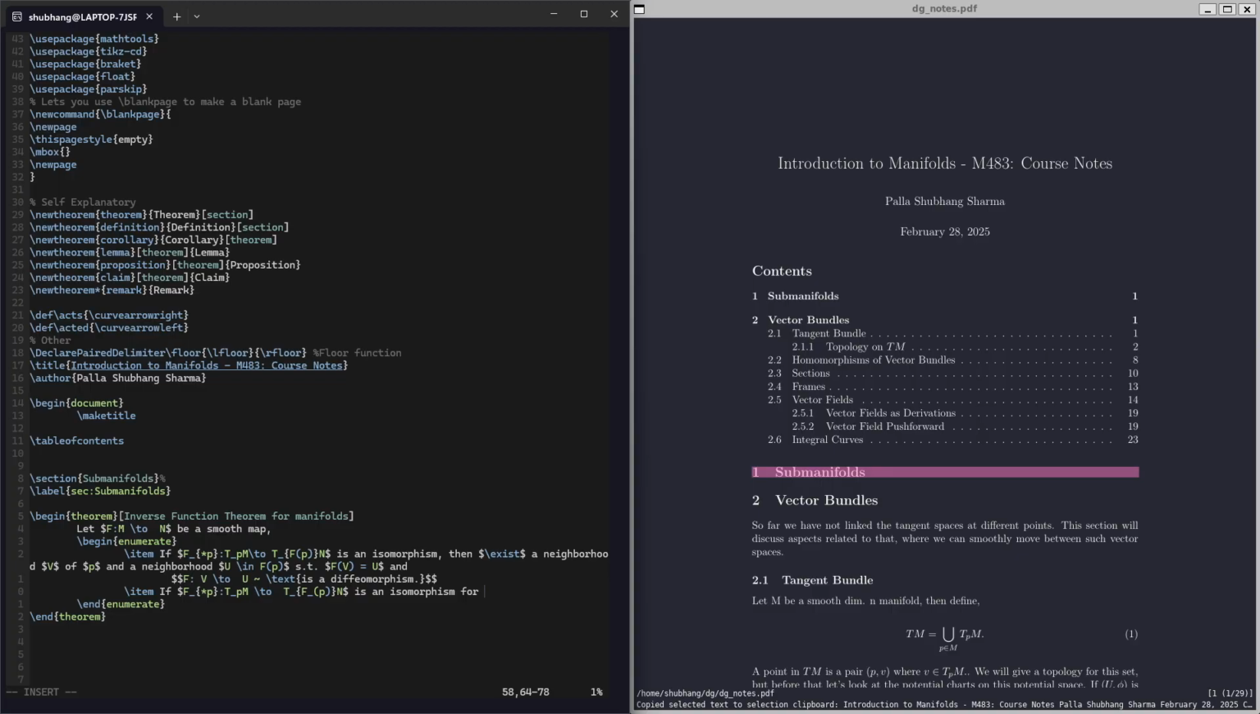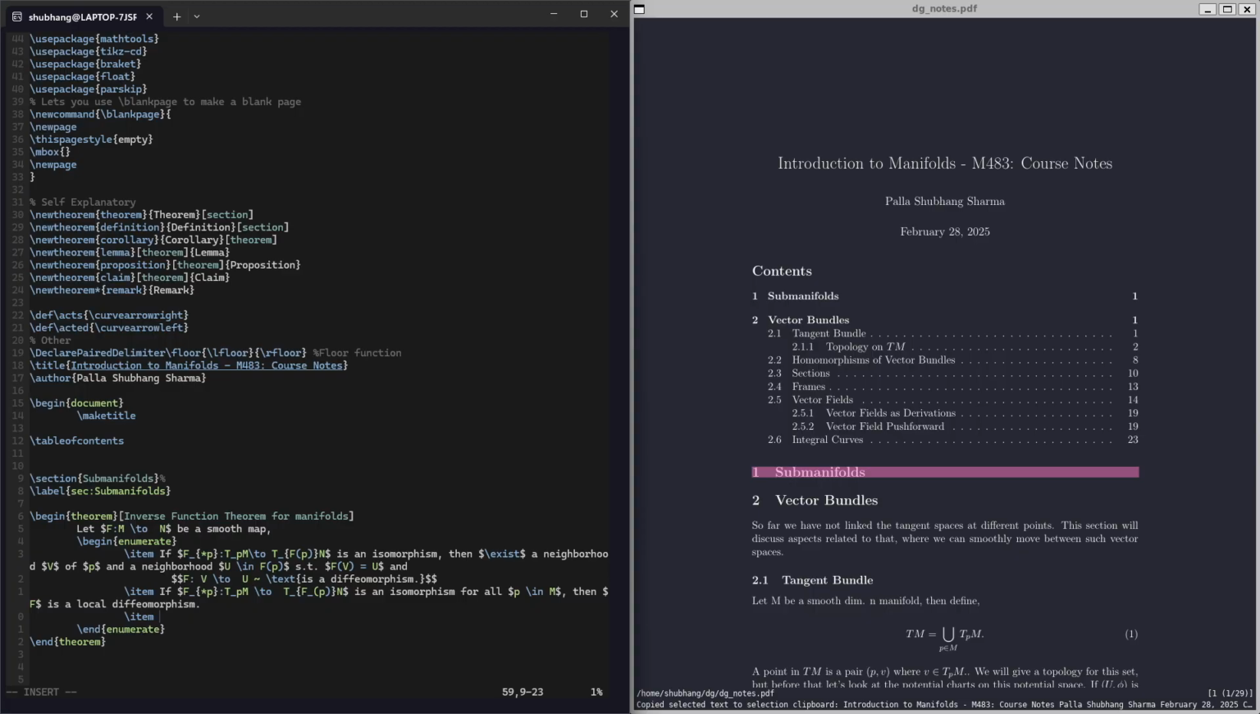Then if f star at p is an isomorphism for all p in M, then f is a local diffeomorphism. Perfect.